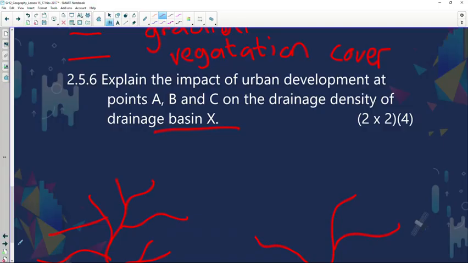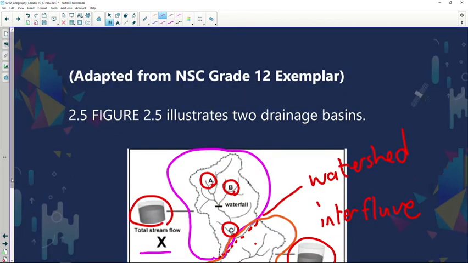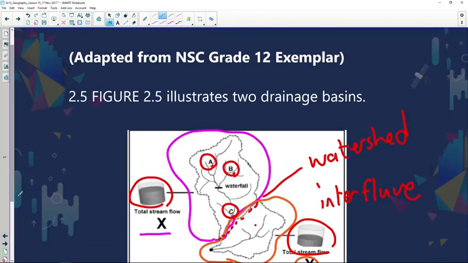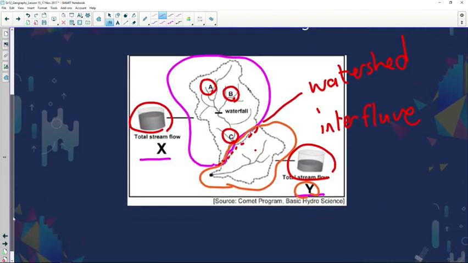Welcome back after the break, and we were busy discussing question 2.5.6. Explain the impact of an urban development at points A, B and C on the drainage density. Now, I've shown you where A, B and C is. Now, urban settlement, what do we know? We look at drainage basin X, it's already high density. And what influence will the urban settlements have on drainage density X?